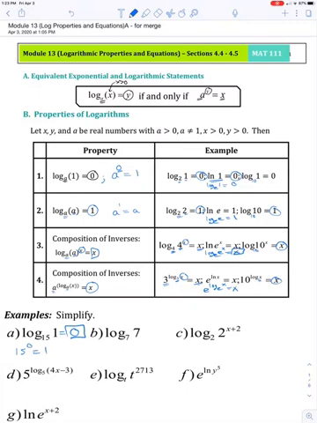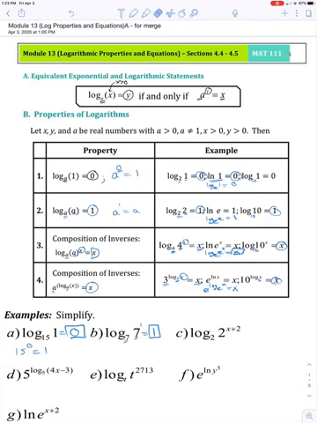Property B is log base a of a, which should simplify to 1, right? Log base 7 of 7. These are identical. You can also think of it as the property we mentioned with compositions: log base 7 of 7 to the 1 power is 1. Log base a of a to the x is x.